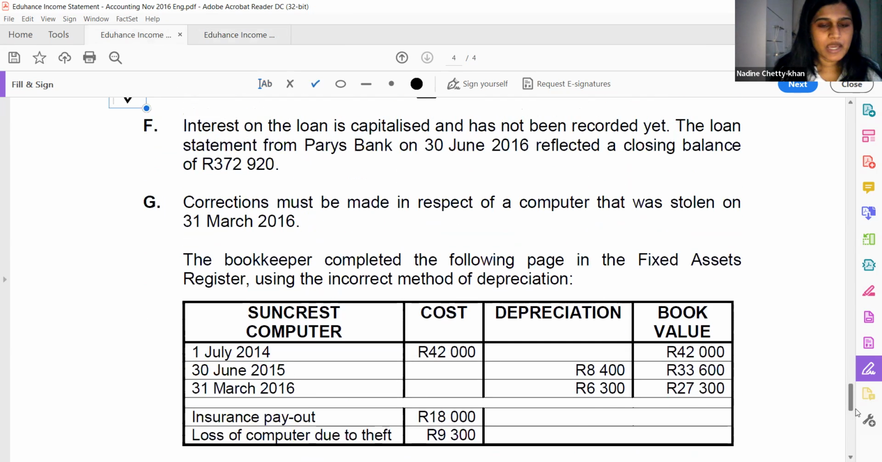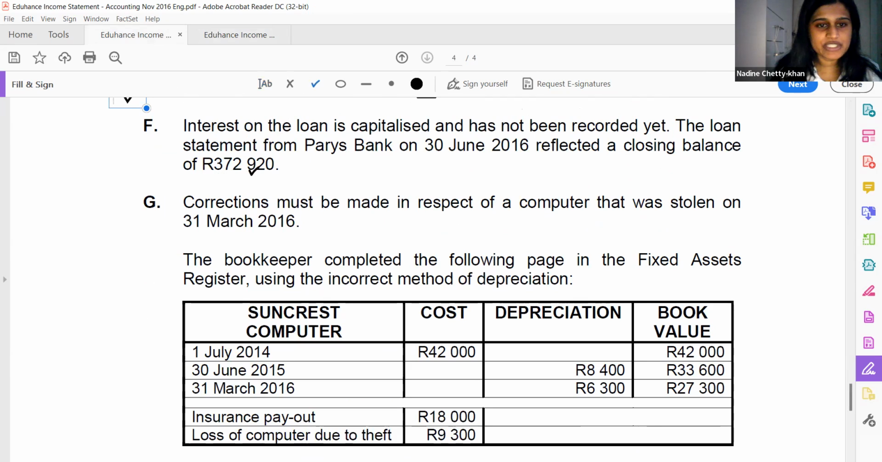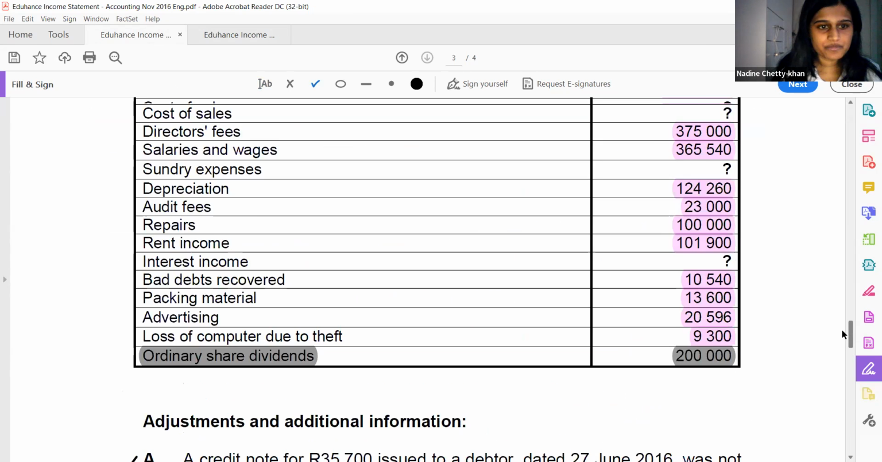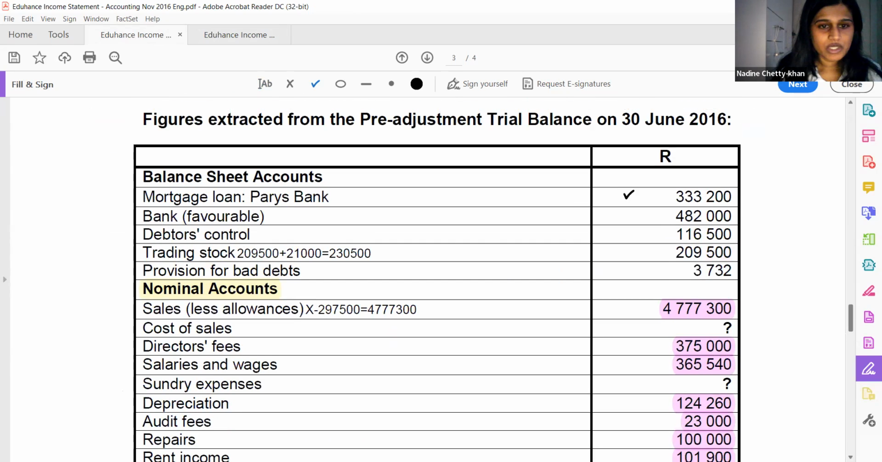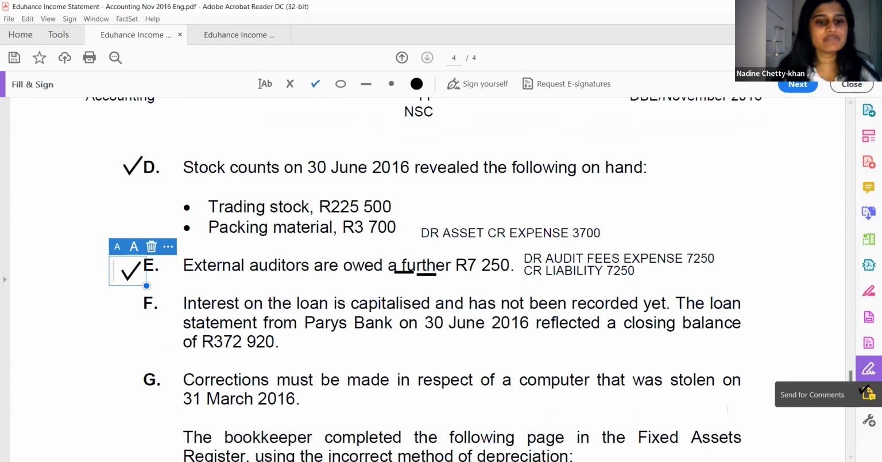Okay. Interest on loan is capitalized and has not been recorded. The loan statement from Paris Bank on 30th June reflected a closing balance of 372,920. Okay, let's go see what's in our balance sheet. Okay, so we have a mortgage loan here of 33200, but in our statement that we get from the bank, it says it's 372,920. It increased. Okay, now this is a challenge.